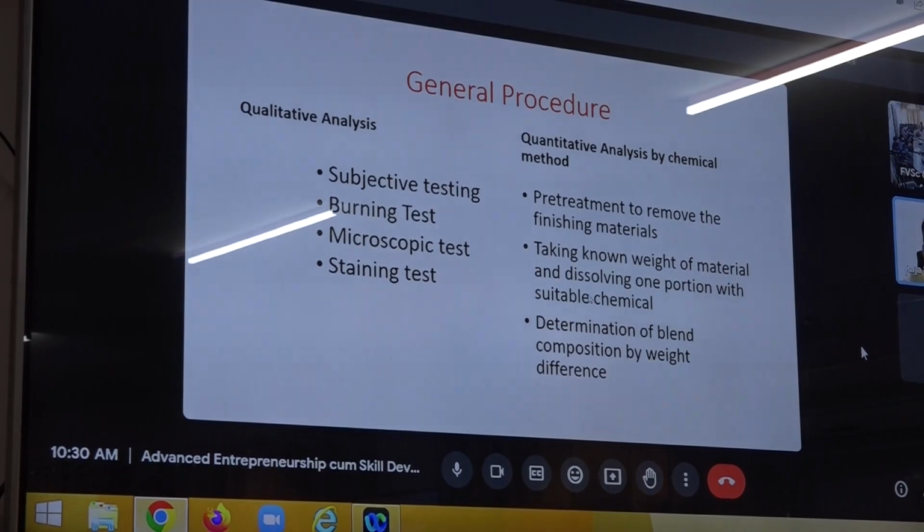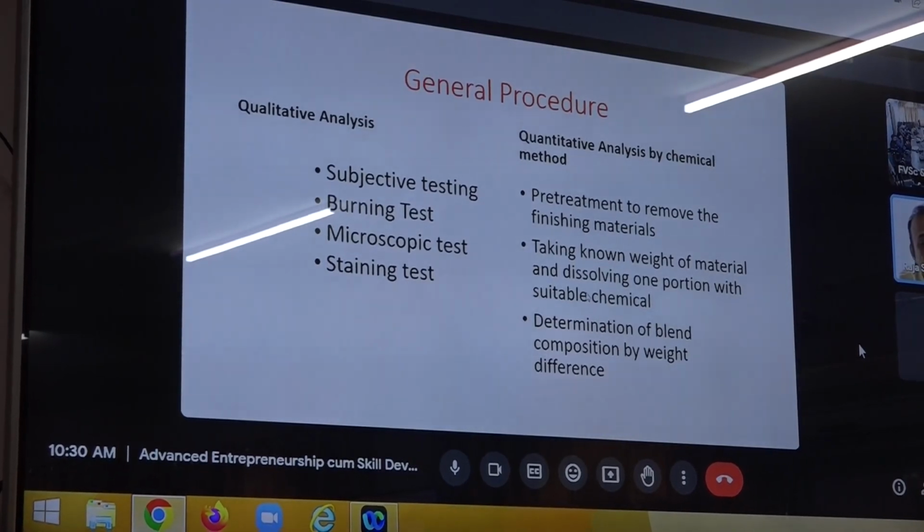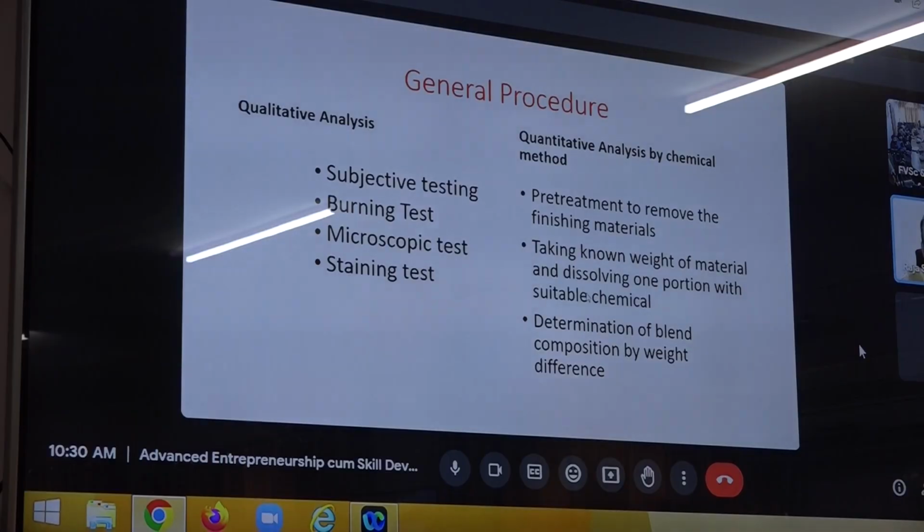This is the Pashmina, or some other thing is there, and the feel of that is the feel of the fabric. Second qualitative analysis is the burning test. By burning a small part of the yarn, we can easily find out whether it is Pashmina or any other fiber. And the third is the microscopic test.